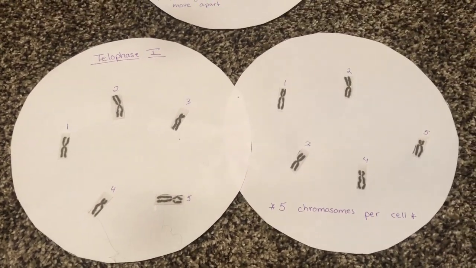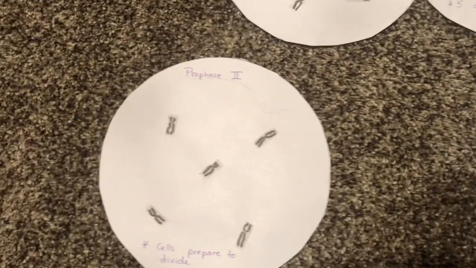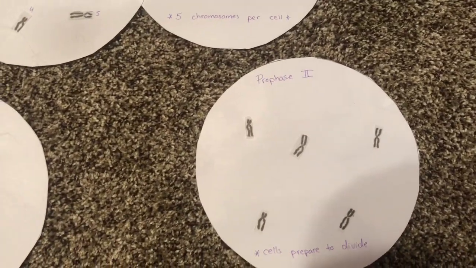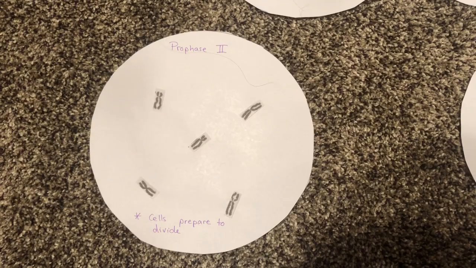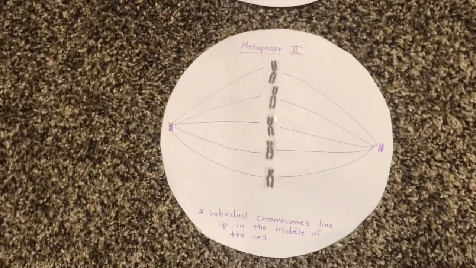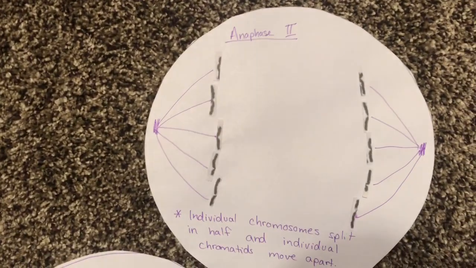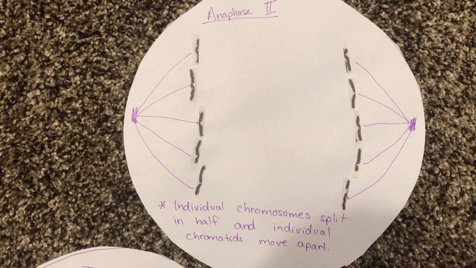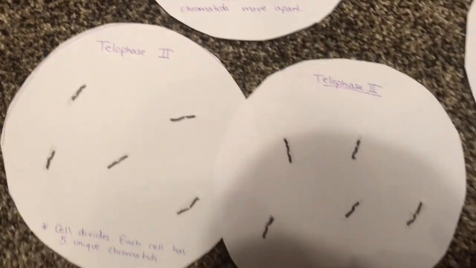All right, telophase 1 and prophase 2 look very much the same. Okay, they're just hanging out. They're preparing to divide. All right, after prophase 2, metaphase 2, they line up in the middle. Anaphase 2, they get pulled apart. They're now split in half. And then finally telophase 2, here you have your 4 daughter cells. Okay, to recap.